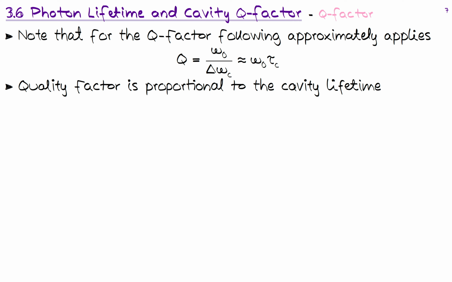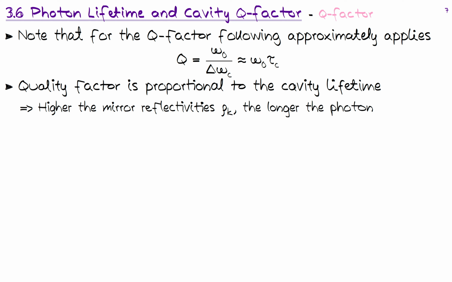And what this means physically is that if we would want to adjust the Q factor of our resonator, of course, we could just adjust the mirror reflectivities, so those ρ1 and ρ2 terms. So the higher these mirror reflectivities would be, the longer the photon would stay within the cavity, and of course, the higher the Q factor would be.